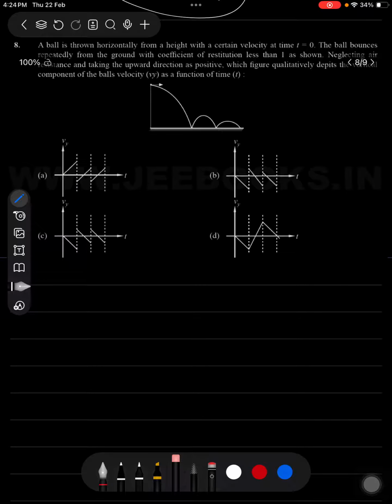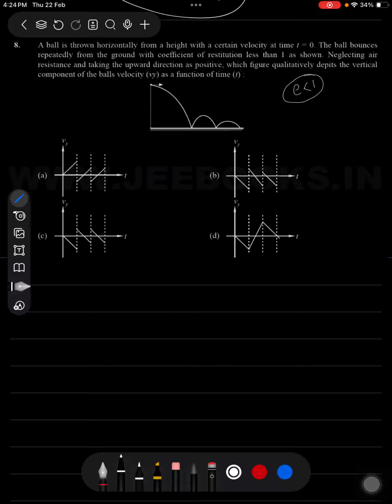Hello, this is question number 8 from Motion in a Straight Line DPP. It states that a ball is thrown horizontally from a height with a certain velocity at time t equal to 0. The ball bounces repeatedly from the ground with a coefficient of restitution less than 1. E value is less than 1 here, partially elastic or partially inelastic collision.